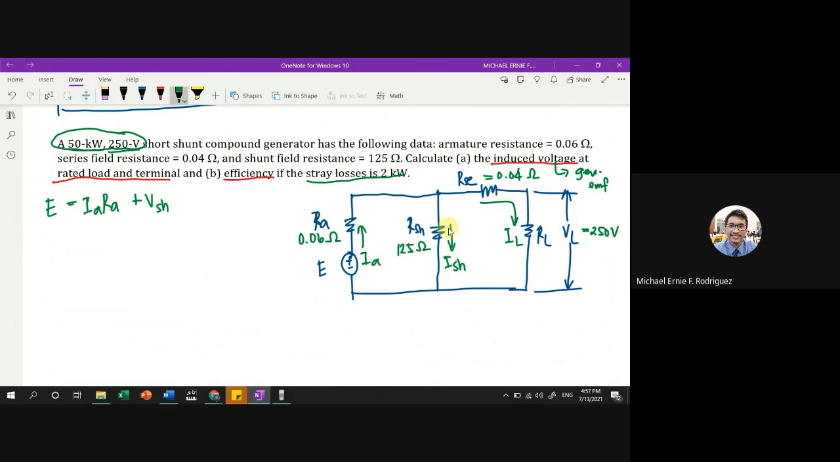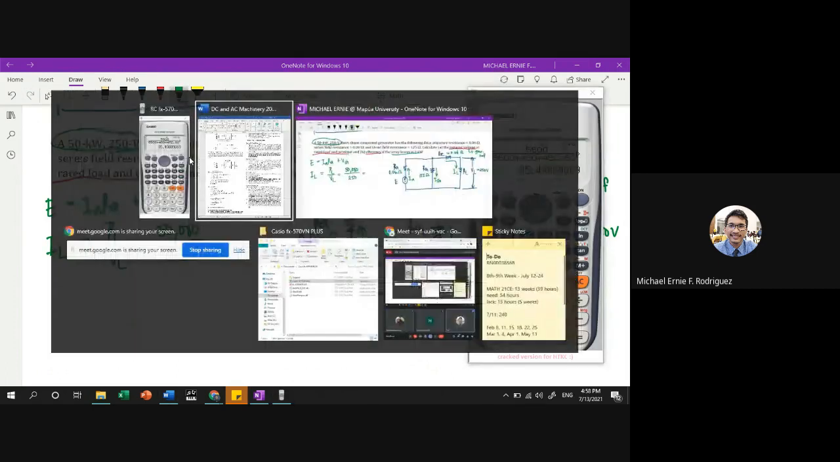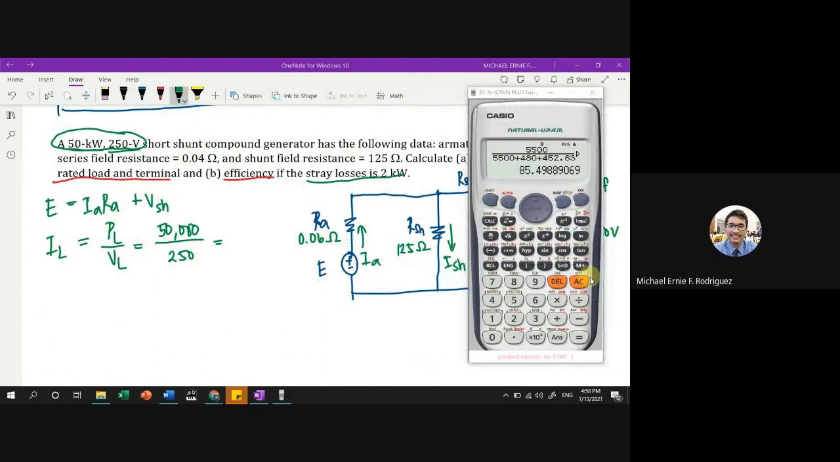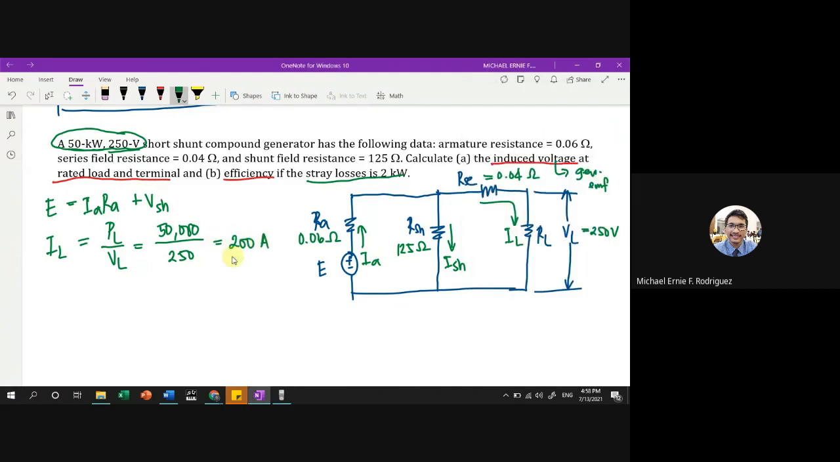Okay? So, solve muna natin yung ating IL. So, IL nakaraan, ulitin natin yan. PL over VL. So, may PL ka, itong 50 kilowatts. So, 50,000 yan. Over VL, ito, 250 volts. So, i-calculate natin para sure tayo. So, we have 50,000. Okay? 1,000 yan over 250. So, 200 amperes. Tama naman. 200 amperes. Okay? Yan yung IL natin.